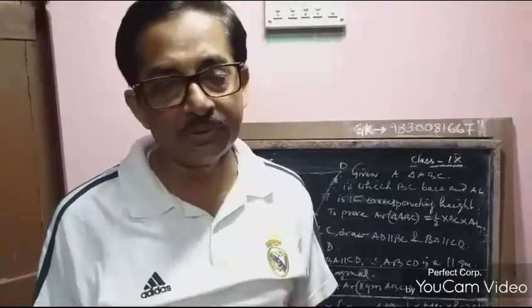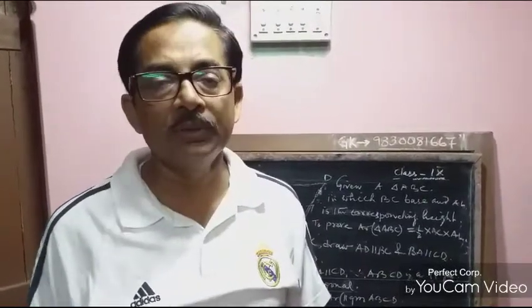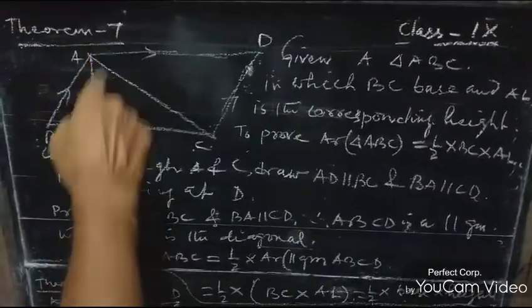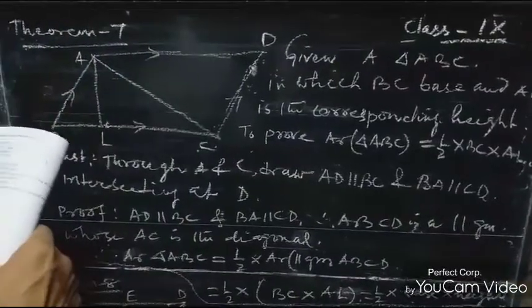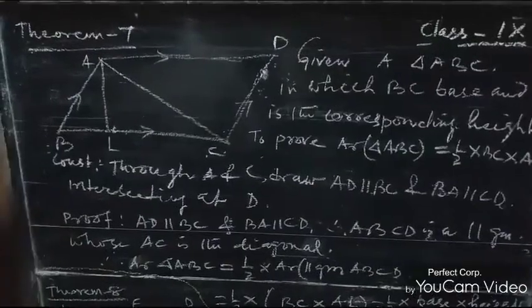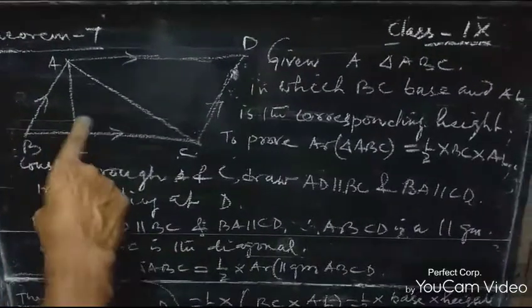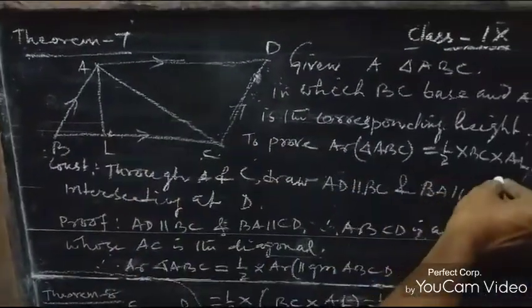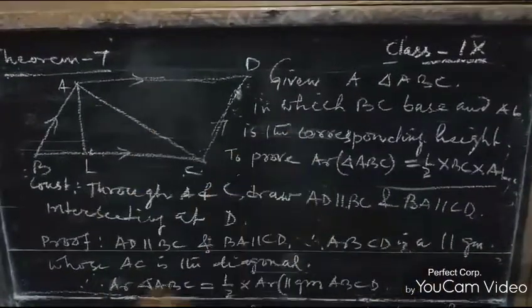This video is a continuation of our previous chapter, areas of parallelograms and triangles. So we are going for some more theorems on this. Theorem number 7 is telling us to find the area of a triangle, that is, area of a triangle is half base into height. We have to prove that.